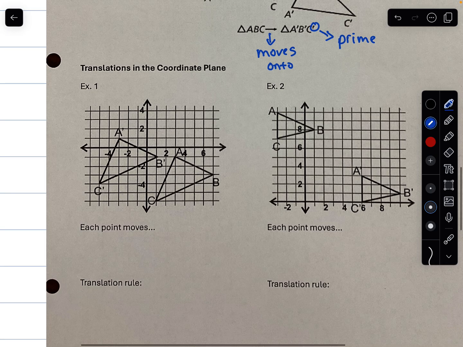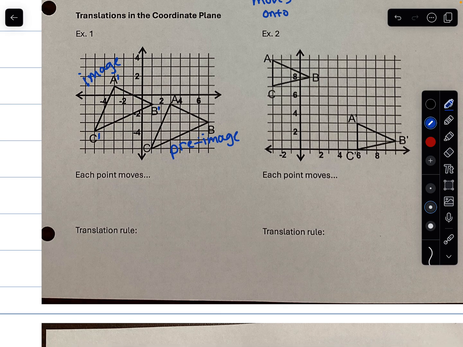Okay? All right. So here, our pre-image would be on the left side, or sorry, the right side. Right? How do I know that this one is the pre-image? It doesn't have prime. Yes, it doesn't have prime. Okay? And then on the left side would be my image. And I know that because each of those have the little markings A prime, B prime, C prime. Okay?